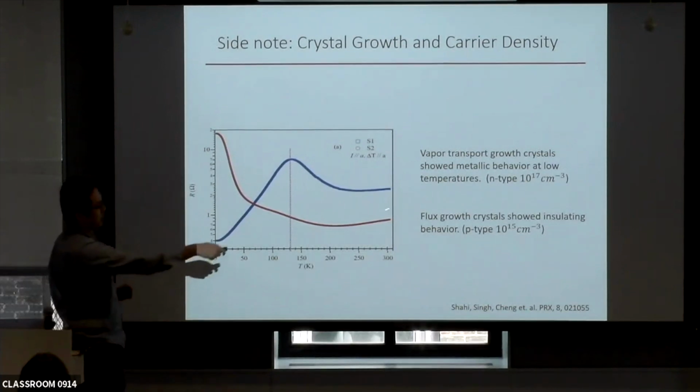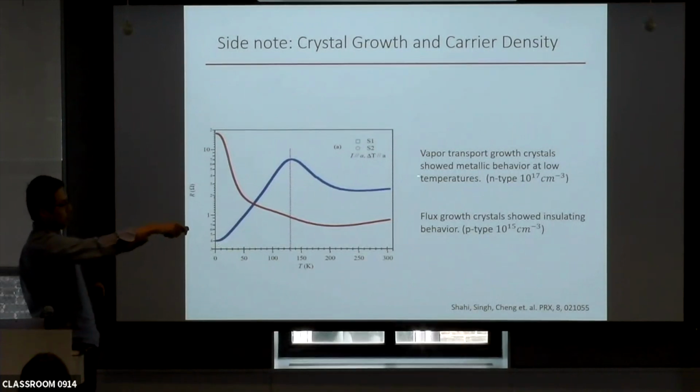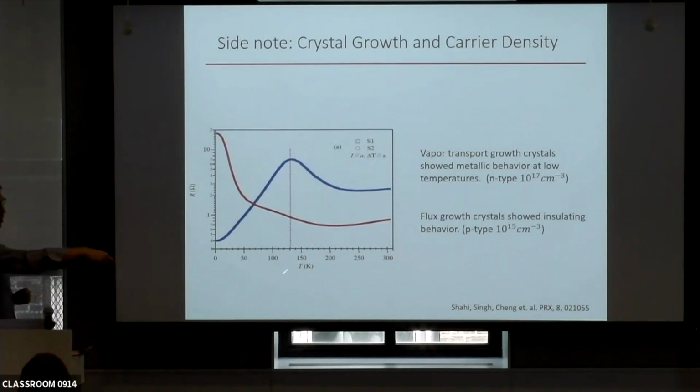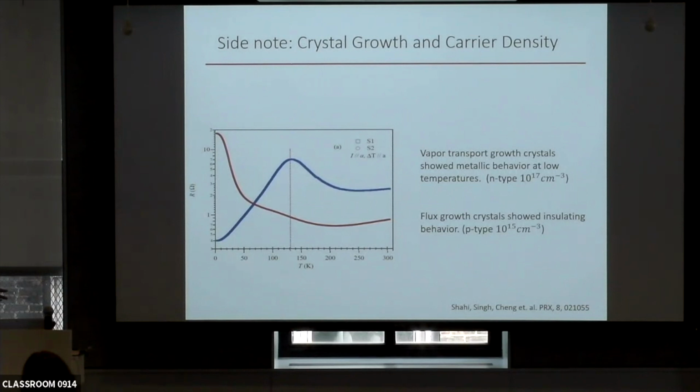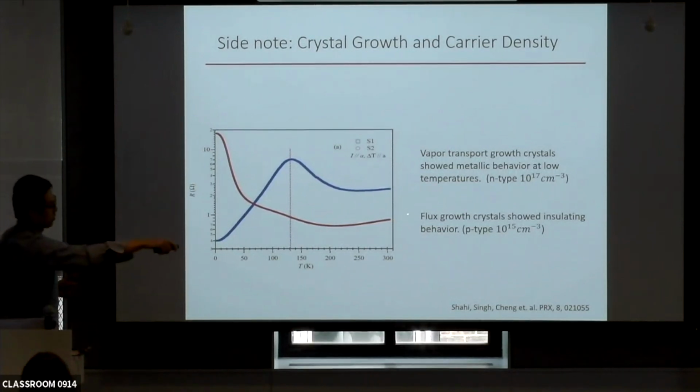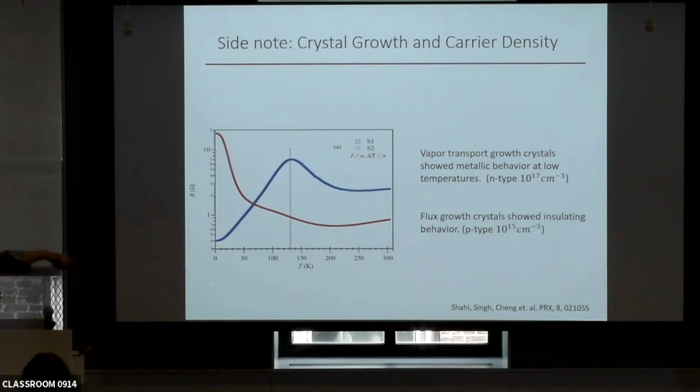For example, in this paper, people show that if you're using the CVT method, you will have a crystal with a resistance as a function of temperature like this blue curve. You see a peak at around 150 Kelvin, and that actually corresponds to a transition going from P-type to N-type. Instead, if you use flux growth, you can grow a crystal where you never see a peak, or the peak is almost at zero temperature, so the material is always P-type.